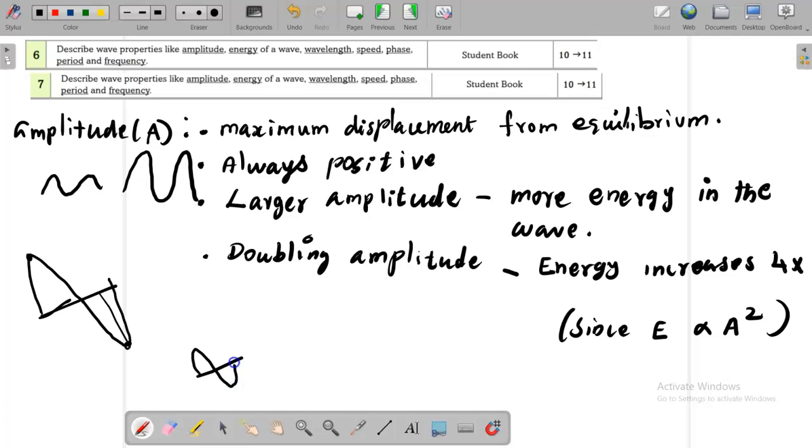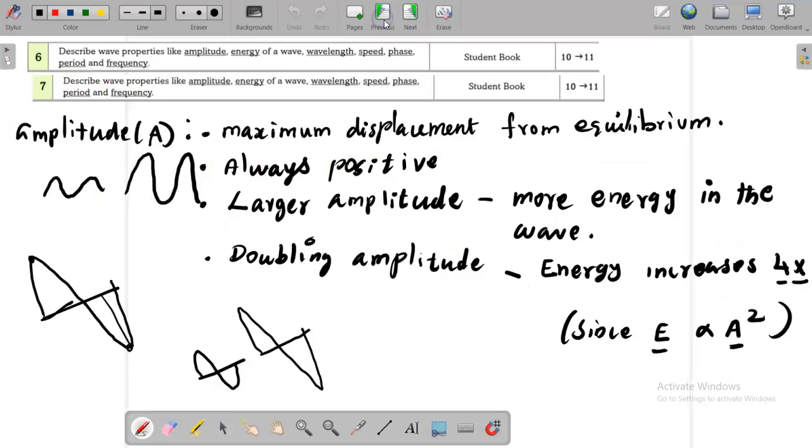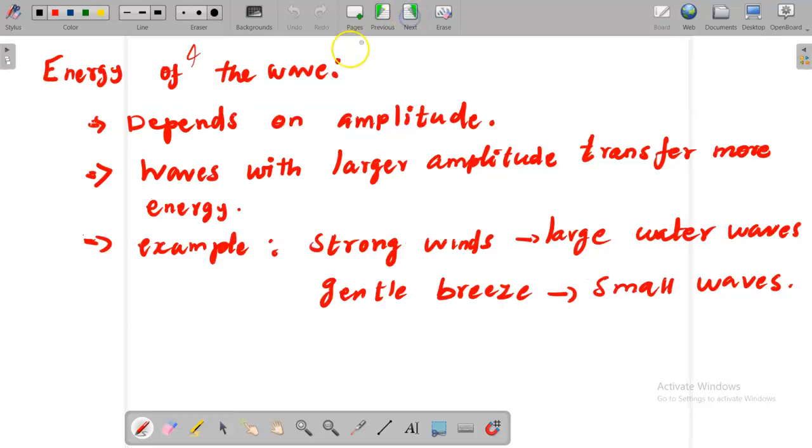Now, this is a smaller amplitude, smaller energy; larger amplitude, larger energy. If you double the amplitude, energy is quadrupled, 4 times bigger than the previous one. If you double the amplitude, energy increases by 4, because energy is proportional to amplitude squared. You can pause and note it down.